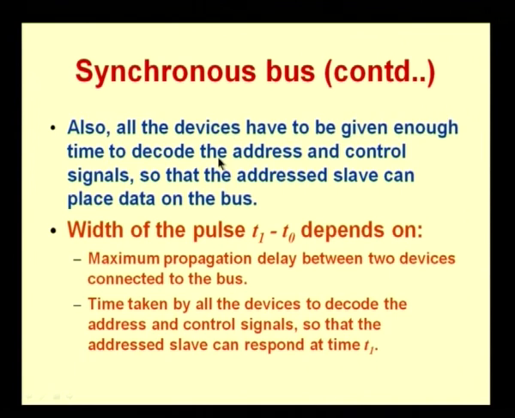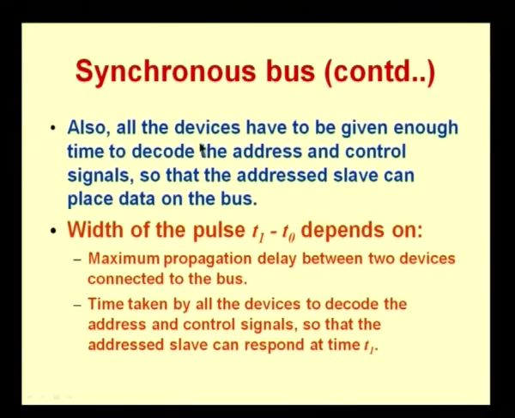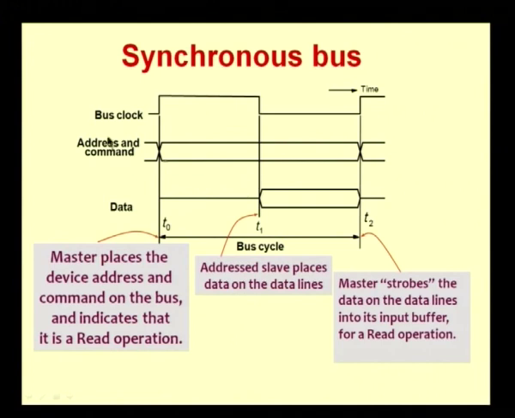Now, when we design a bus which is a kind of standard bus which needs to be used by any device, what we need to keep in mind is that we need to give enough time for all the devices to decode the address and the control signals, so that the addressed slave can place the data on the bus. Remember what we assumed here was that we place the address on the bus and the slave will just respond to that. Now, how will the slave respond to that? It should first know that it is the one that is being addressed. How will it know? By looking at the address.